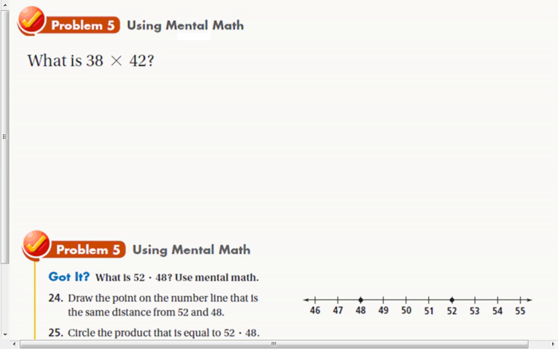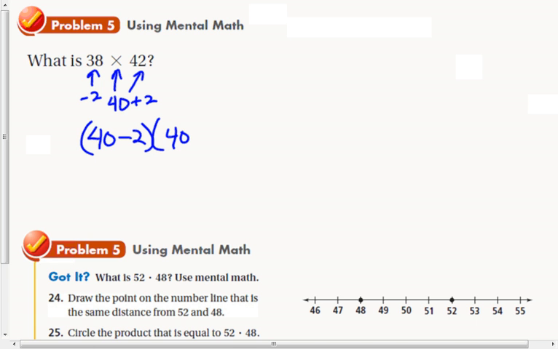All right, let's use that idea with some mental math. Remember that to have a difference of squares, you need the same two numbers, where one is added and the other is subtracted. If you think of a number exactly in between these two, 40, I could add 2 to get this number over here, and I could do 40 minus 2 to get this number here. So I could really write this as 40 minus 2 times 40 plus 2.